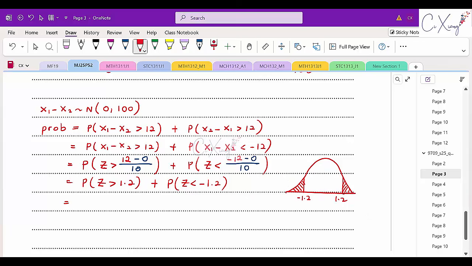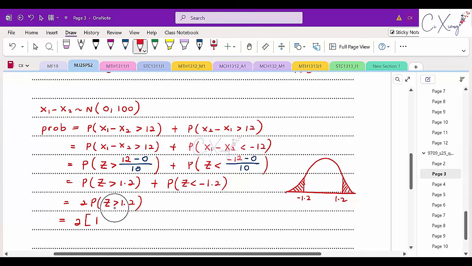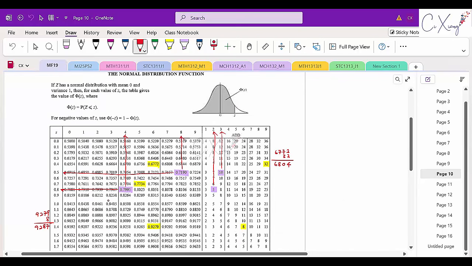Since the diagram is symmetrical, these two areas are basically the same. You can also simplify it to become 2 times the probability of z greater than 1.2. And let's calculate the probability here by finding it in the table. The value I can find from the table is actually z smaller than 1.2. So let's go to the table here.